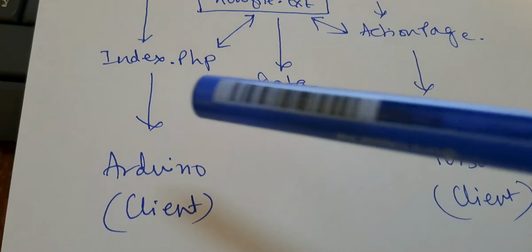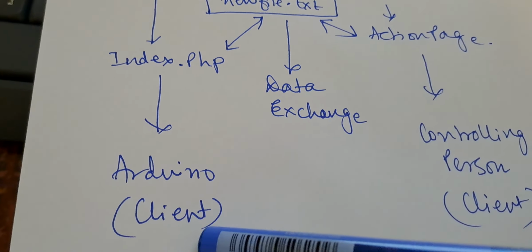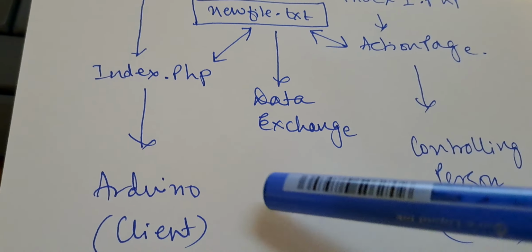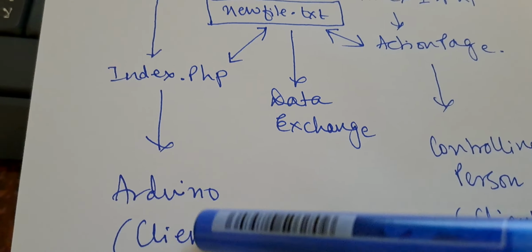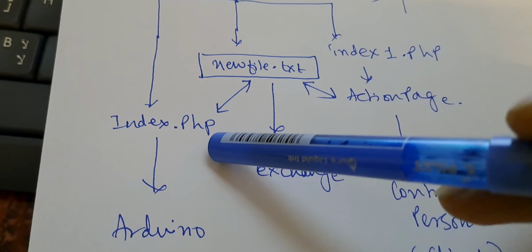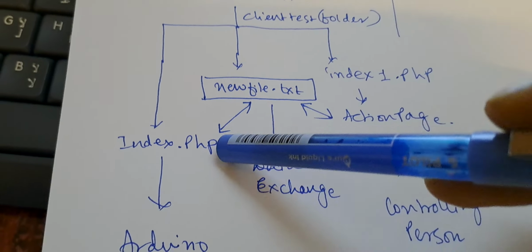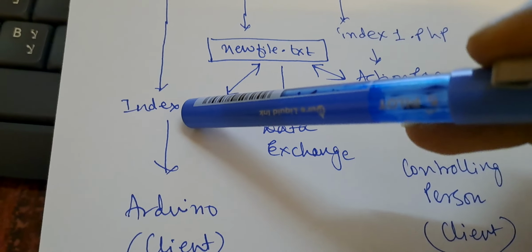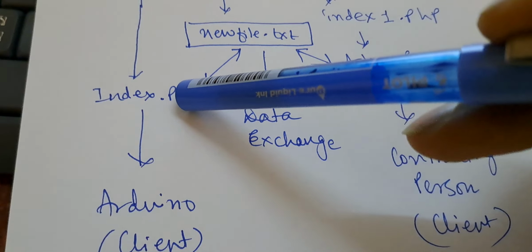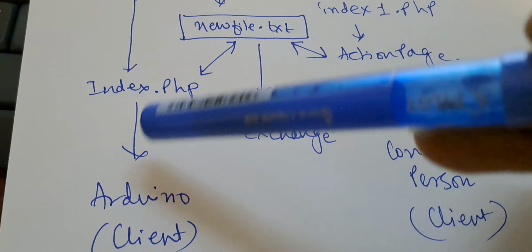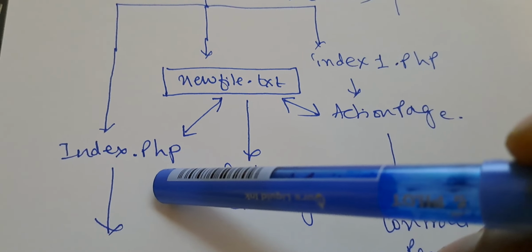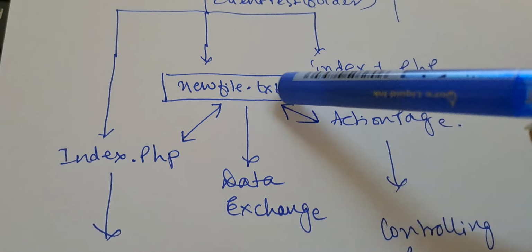index.php is called by the Arduino client. Whenever there is a change or whenever there is no change, every 10 seconds the Arduino contacts the server using the index.php file. Arduino is going to write some values and read some values from the index.php file. The index.php file will fetch values from newfile.txt.